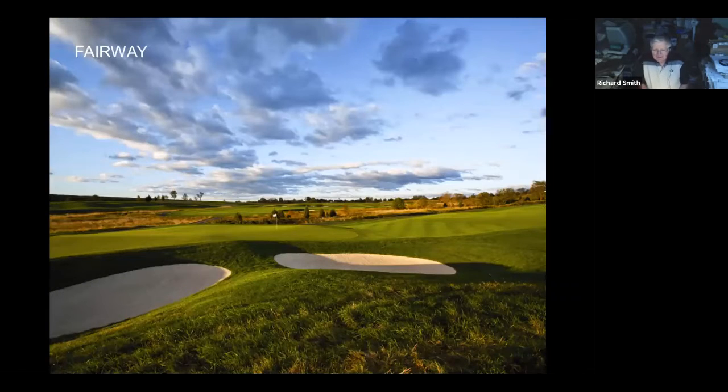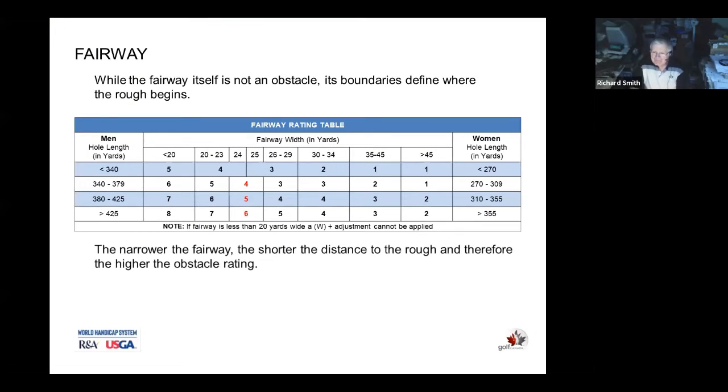The next one is fairway. And fairway itself is not an obstacle, but it defines where the rough begins. So I guess we could come up with a different name for it, something long like, where does the rough start? But just calling it fairway seems to be clear enough. The difference here, of course, is that the bigger the fairway is, the easier it is to play the hole. So its boundaries then define where the rough begins.